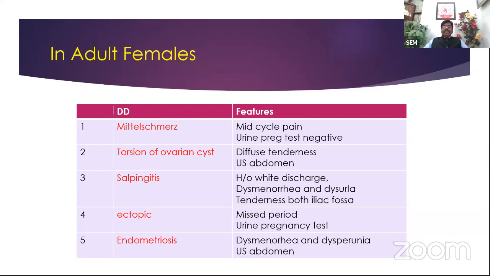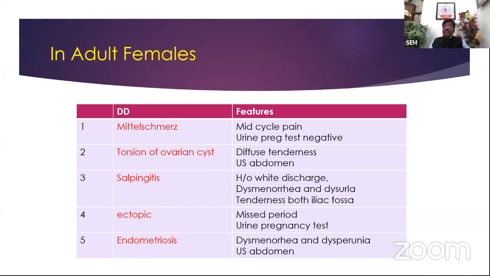They can present with mid-cycle pain because of ovulation pain, torsion of an ovarian cyst, infected tubes like salpingitis, ruptured ectopic, or endometriosis. How do you remember all these things? Remember the female organs: ovary, tube, uterus. So ovarian pathology is ovulation pain or torsion of ovarian cyst; tube, salpingitis and ectopic; uterus, endometriosis. Very easy to remember like that.